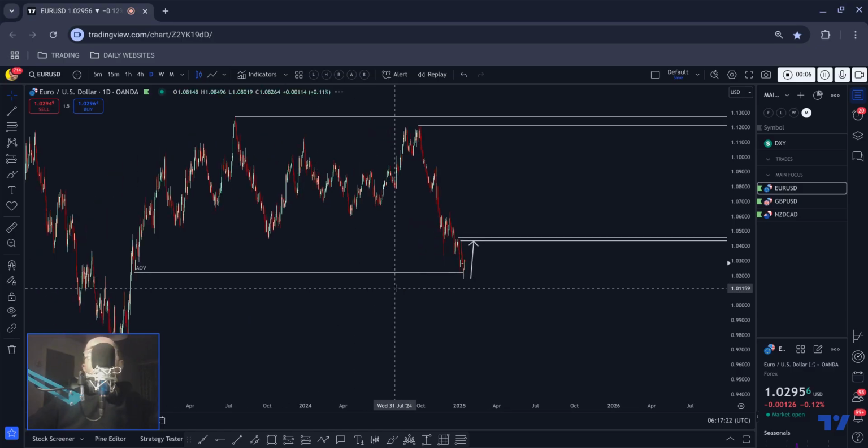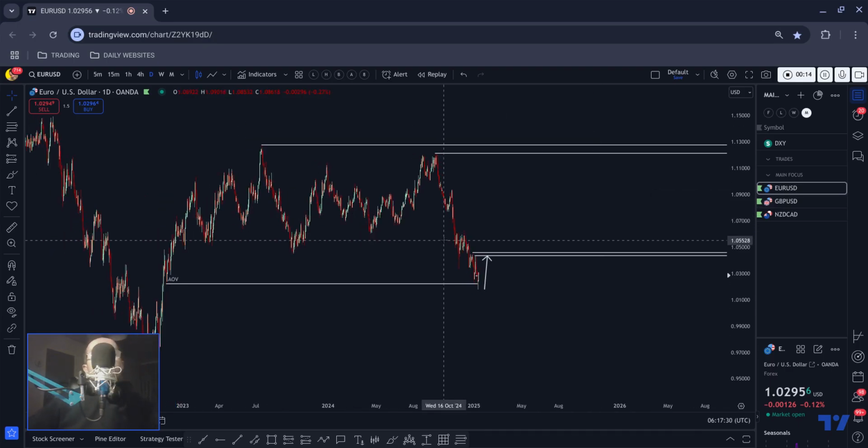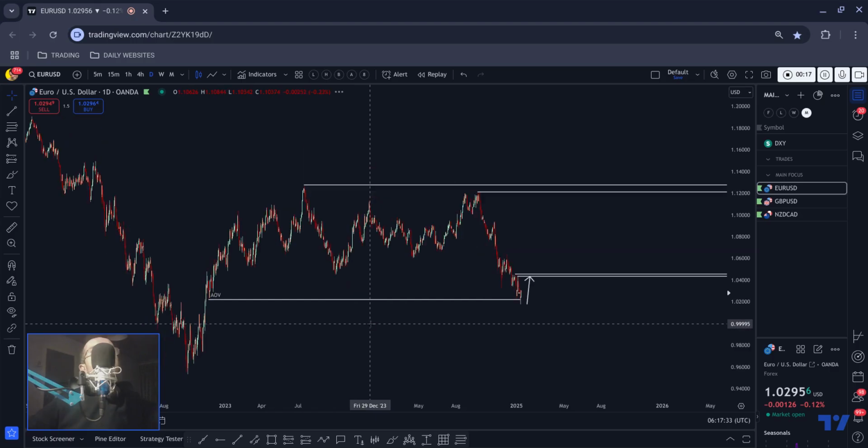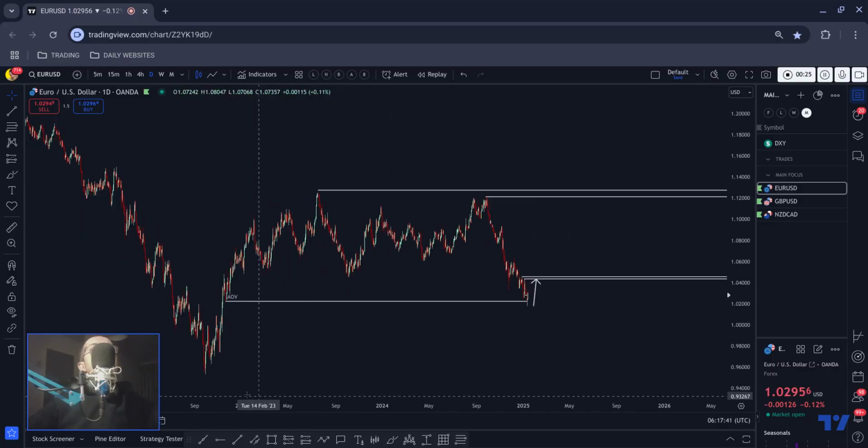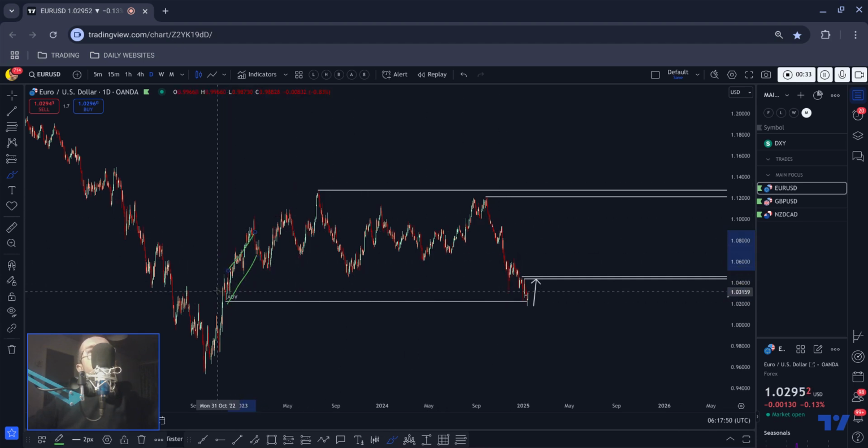This morning I have three pairs on watch, and those are Euro dollar, pound dollar, and Kiwi CAD. I would say my favorite of the bunch is Euro dollar, and if you watched my previous videos, you will already know why I am looking at this pair. We just take the paintbrush tool, we have all of this consolidation here, and the start of all of this. We broke out of all of this, and the footprint that was left after we broke out of all of this volume was here. So this is the origin of this move here.